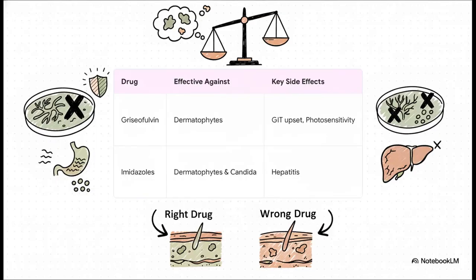But when it comes to those oral medicines, it is definitely not a one-size-fits-all situation. For example, a drug like griseofulvin works to treat dermatophytes, but not Candida, and it can cause things like an upset stomach. Then you've got the imidazole drugs, which work on both types of fungi, but they carry a risk of more serious side effects. This is why a doctor has to be a bit of a detective, carefully matching the right drug to the right fungus to make sure the treatment is both effective and safe.